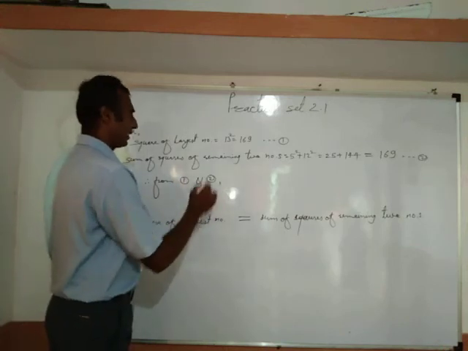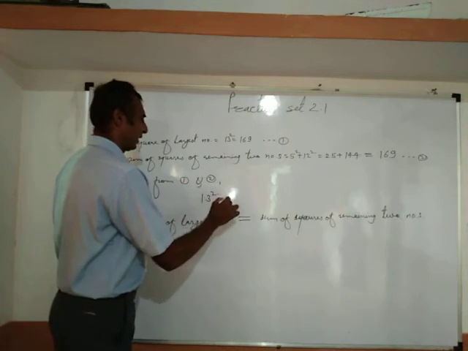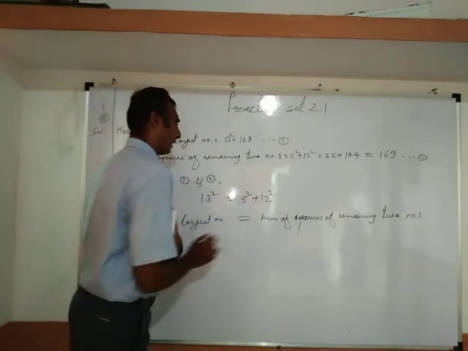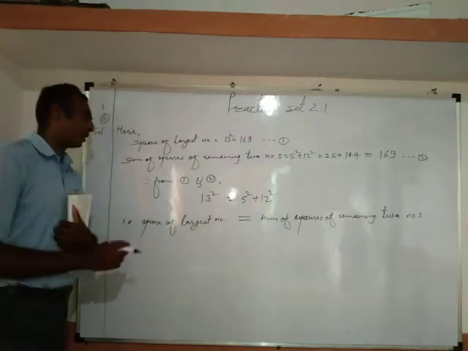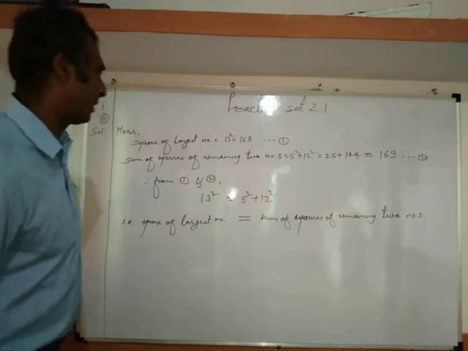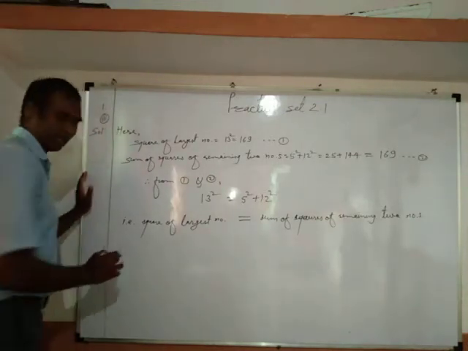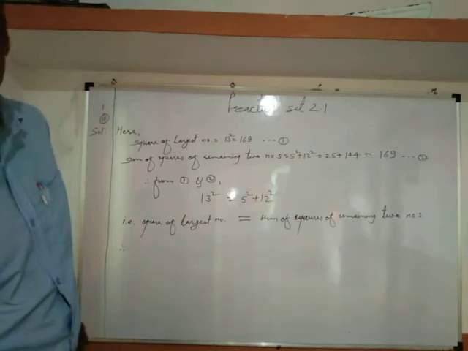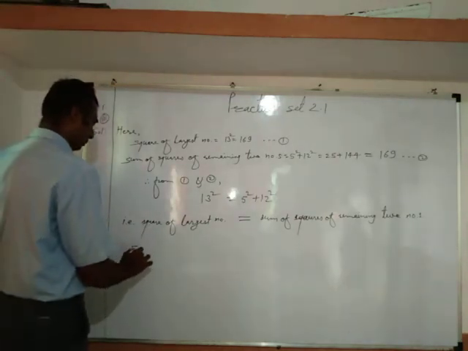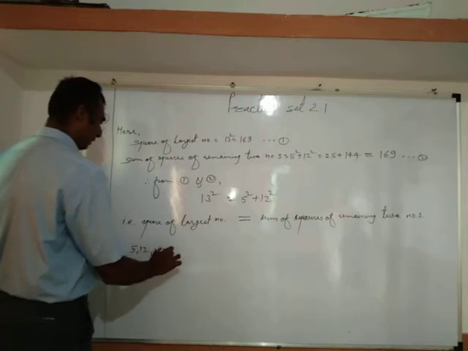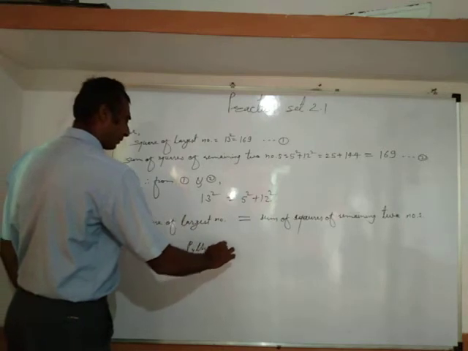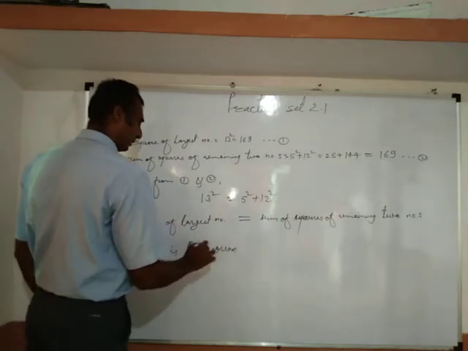Okay, because here you may note that 13 square equals 5 square plus 12 square. That is, the square of the largest number equals the sum of the squares of the remaining two numbers. And therefore the given triplet 5, 12, 13 is a Pythagorean triplet.